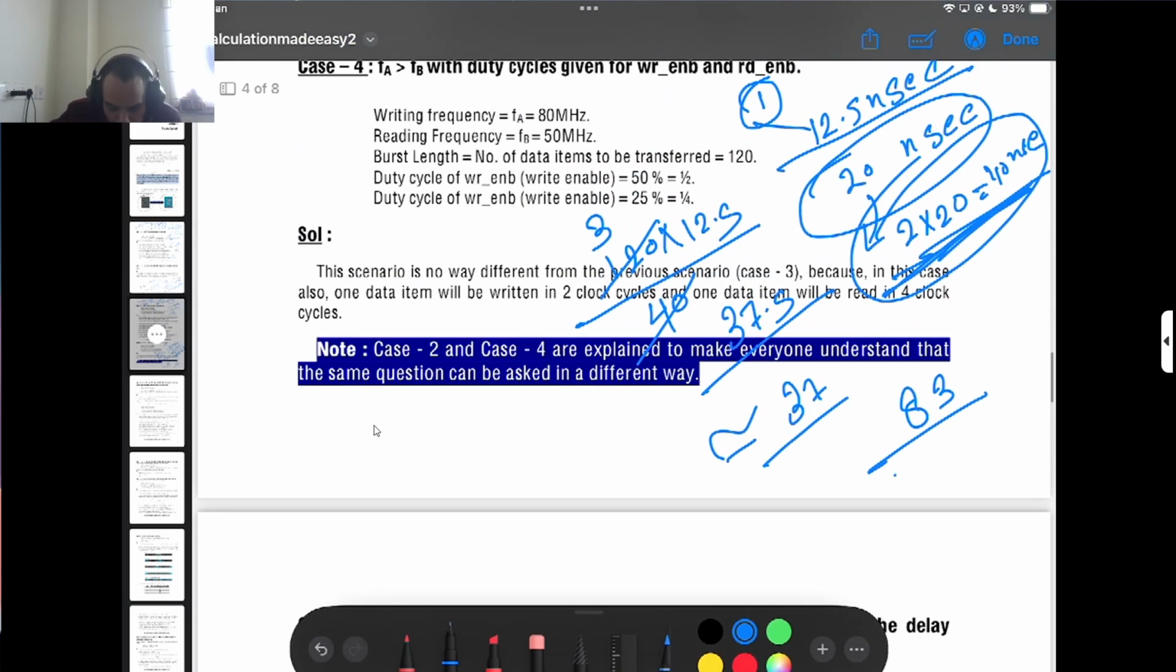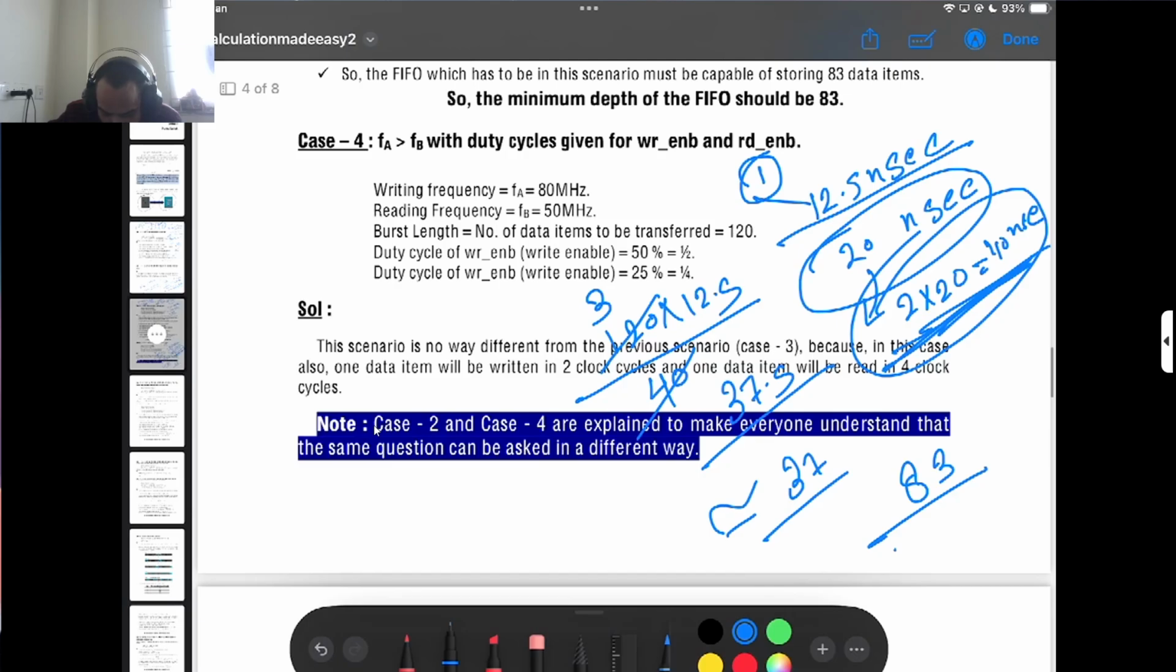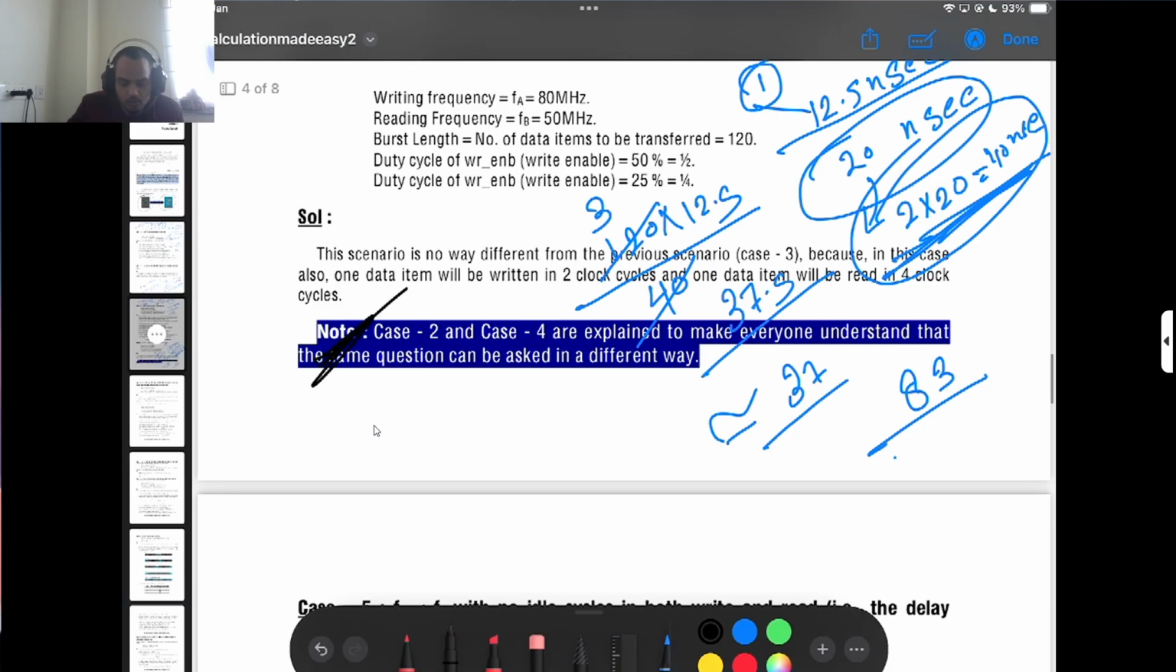So the solution: the scenario was no different from the previous scenario, case 3, because in this case also one data item will be written in two clock cycles and one data item will be read in four clock cycles. Note that case 2 and case 4 are explained to make everyone understand that the same question can be asked in a different way.